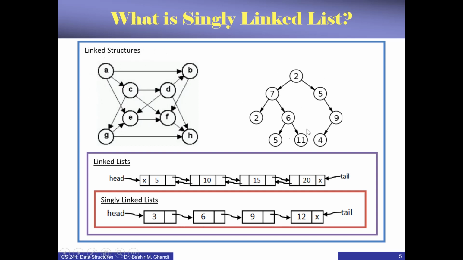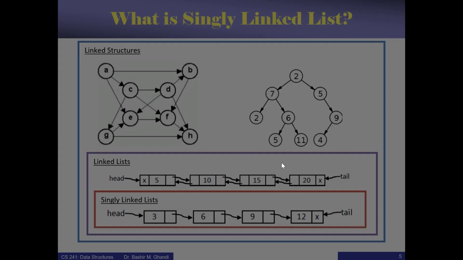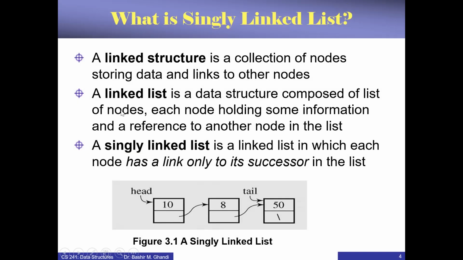Okay, and similarly here, because it's not one dimension. But both of these two are examples of linked lists. So both of these are linked lists, one dimension. You cannot have multi-dimension as we have in the case of graphs and trees. So that's linked list.